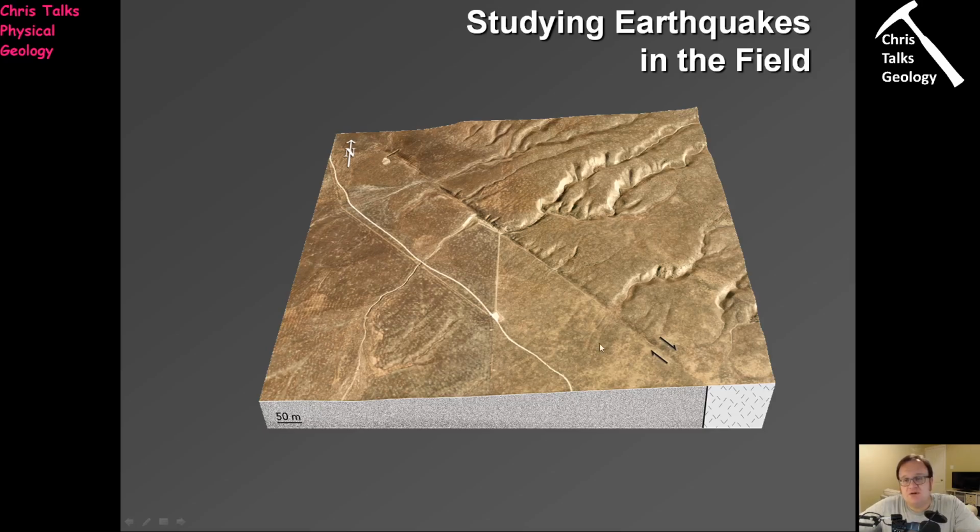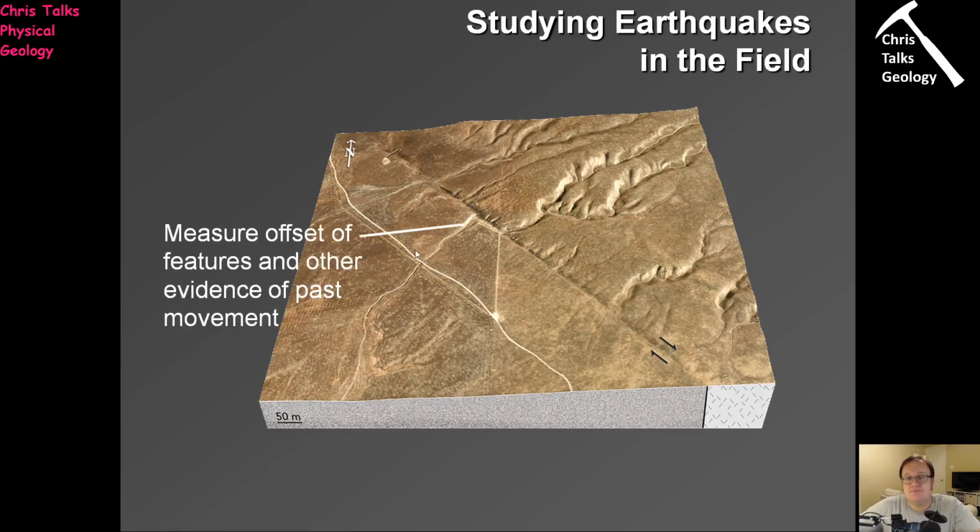So here's our diagram, and we have one fault block here, one fault block here, and our fault is of course coming through there like that. So the first thing we can do is measure the offset of features and other evidence for past movement. So here we have a river which is coming down here, and when the river hits the fault plane, we can see all of a sudden it kinks over here and then continues.